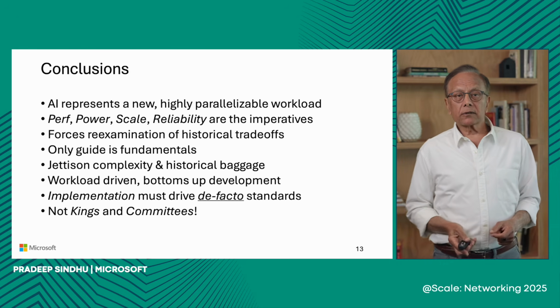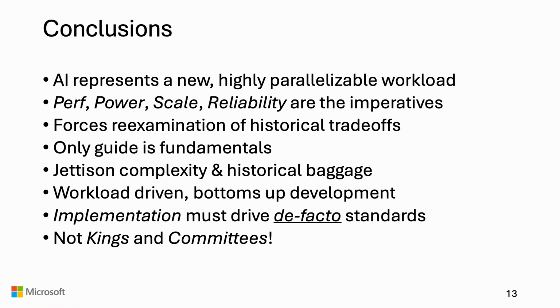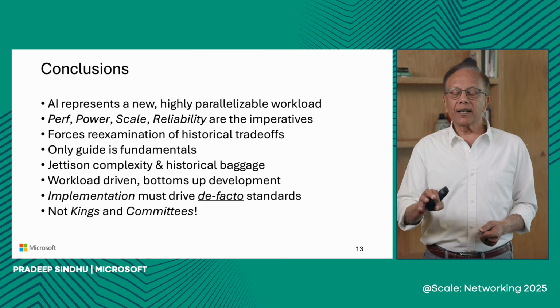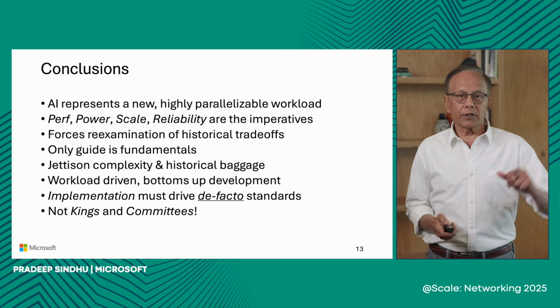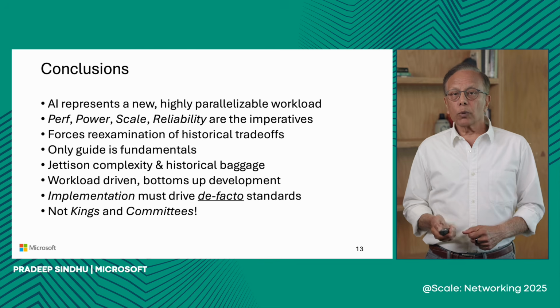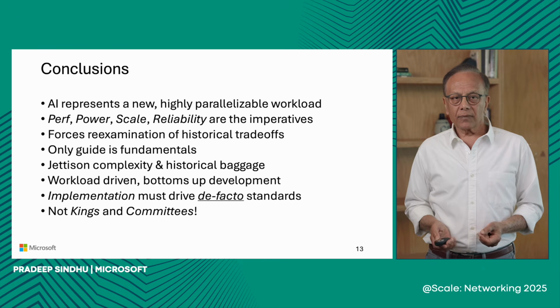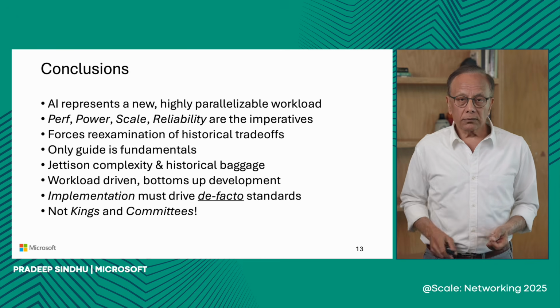So finally, in concluding, AI represents a new, different, highly parallelizable workload. And in this workload, performance, power, scale, and reliability are the imperatives, not bells and whistles as they were in general purpose computing. And these new imperatives force a re-examination of the trade-offs we made in networking in the past. In this re-examination, our only guide is fundamental principles, some of which I've tried to point out. What we need to do above all is get rid of the complexity and the baggage that we carry from the past. We need to be focused on the workload.